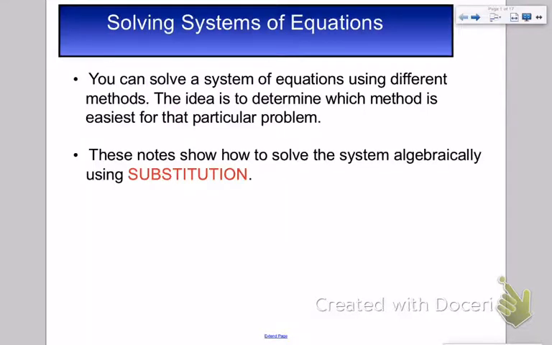This is the Topic 2 video for Chapter 6, Solving Systems of Equations Using Substitution. So we have done solving systems of equations graphically, but sometimes if we're dealing with fractions and decimals, it's not always the most accurate way to solve a system. So we're going to algebraically solve a system using a method called substitution.